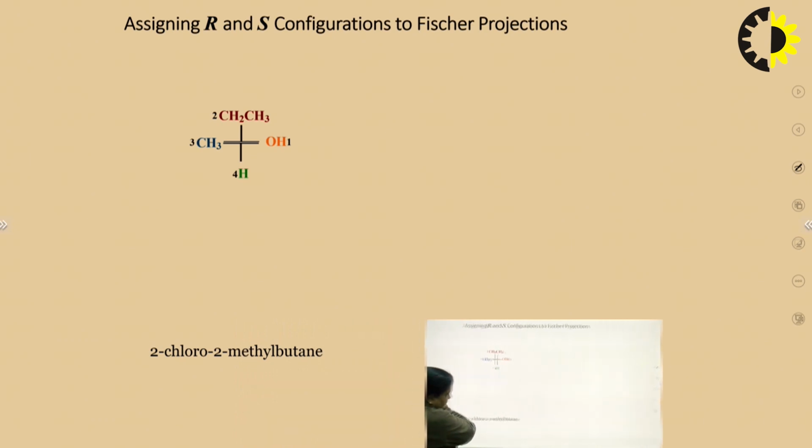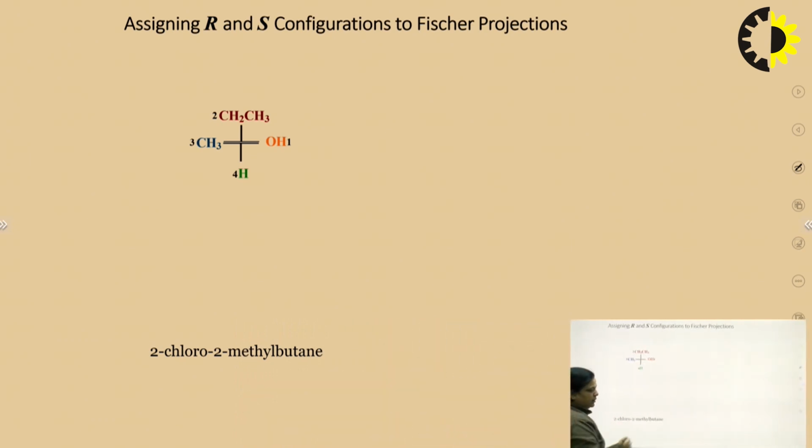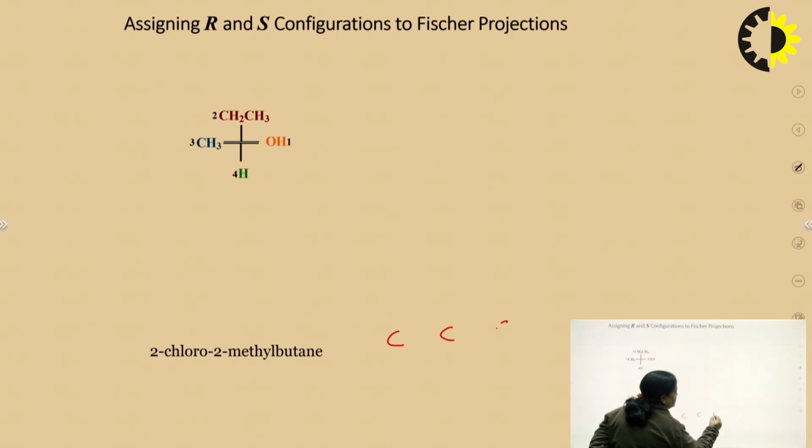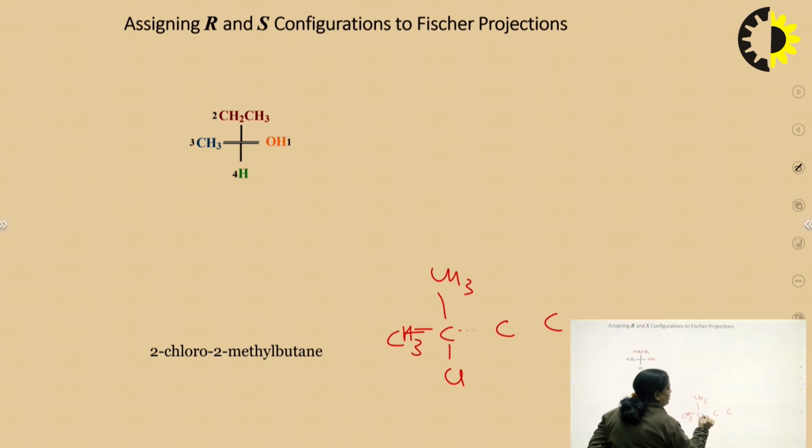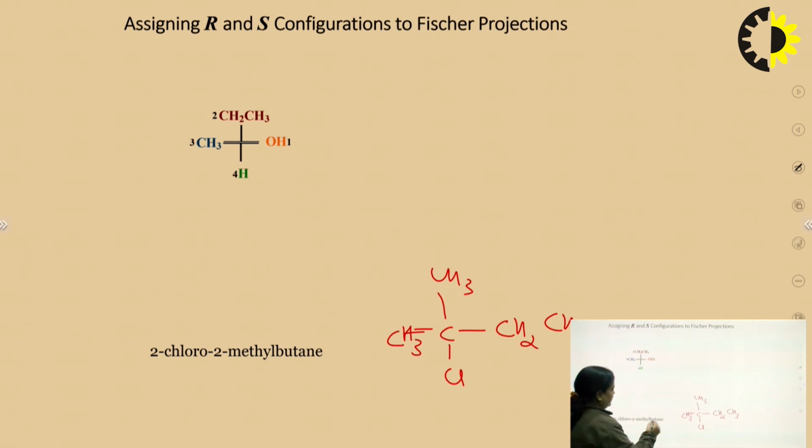For example, 2-chloro-2-methyl butane. Butane means the total number of carbons is 4. 2-chloro, so at number 2 position there is a Cl. Methyl, at number 2 position there is also CH3. And if we draw the complete structure, it looks like this. So here we see that there are 2 same groups. Two same groups means this compound will be achiral. Achiral means it will not show optical activity. That is, we can't nomenclate it as R and S.